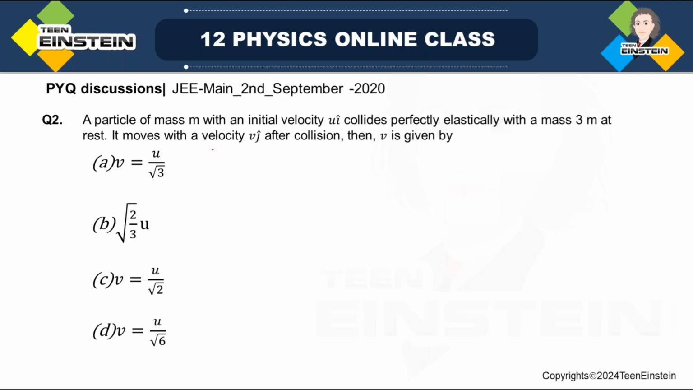Okay, so this problem is also very interesting. This is from collision. A particle of mass m with an initial velocity u i. So I have a particle with mass m moving with a velocity u i, along the x-axis. Now it collides perfectly elastically with a mass 3m, so 3 times the mass. It comes and collides with this.